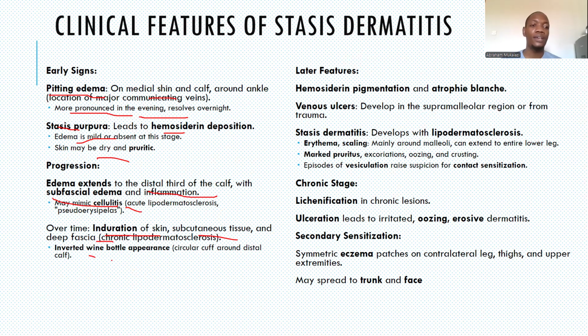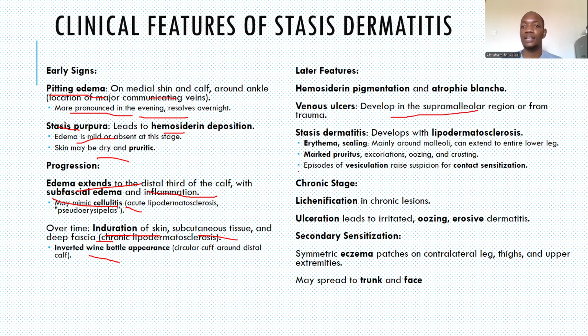If you don't intervene, it can even give you an inverted wine bottle appearance, which we usually call the inverted champagne bottle. This is one we commonly see in lipodermatosclerosis, the one we see in diabetic patients, and you can also get a similar picture in this case. So later on, the features you see are pigmentation from the hemosiderin. You can also get atrophie blanche, and then eventually you can develop venous ulcers.